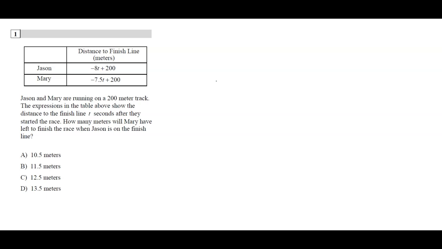So this is for the second set of questions, and these questions focus on solving problems with equations. Let's get started with this question set.